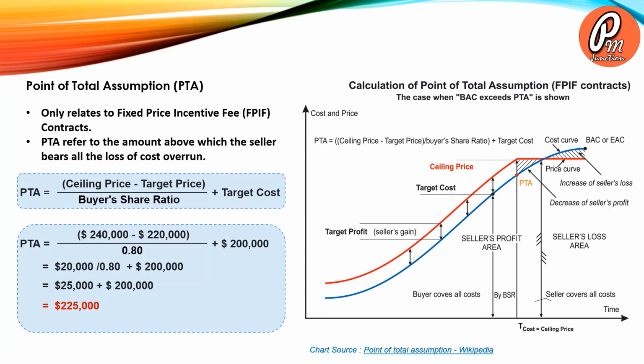The formula to calculate the PTA is: ceiling price minus target price, divided by buyer share ratio, plus target cost. We will be using the data provided in the above example. So the ceiling price is $240,000 and the target price is $220,000, while the buyer share ratio is 80% and the target cost is $200,000. So the PTA comes out to $225,000. So this is a point beyond which the seller will start losing his money.